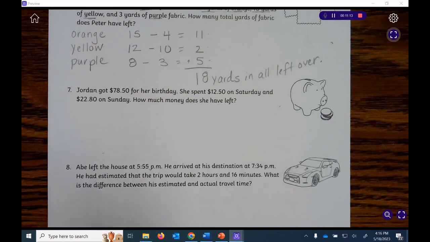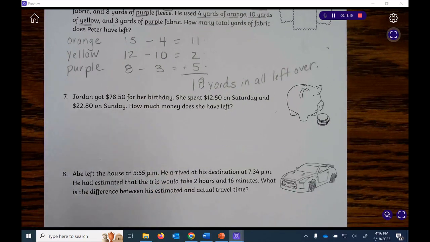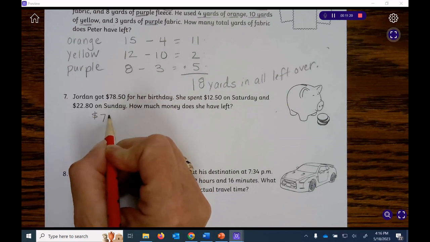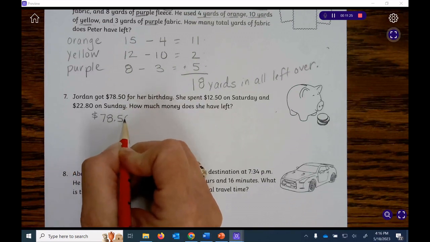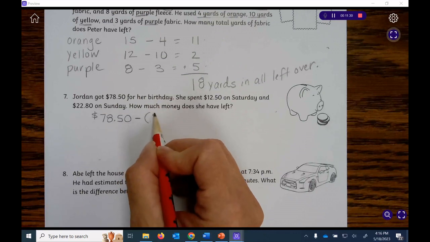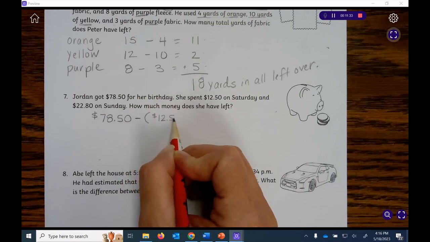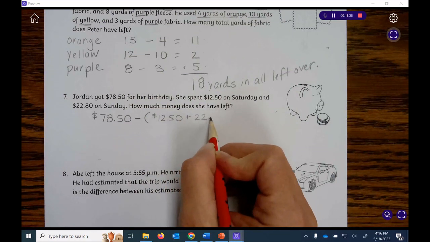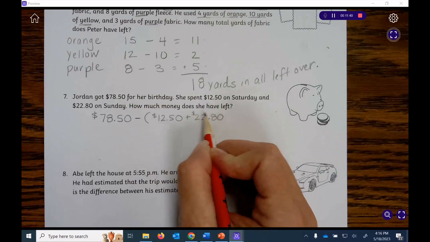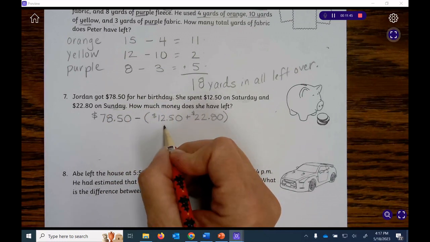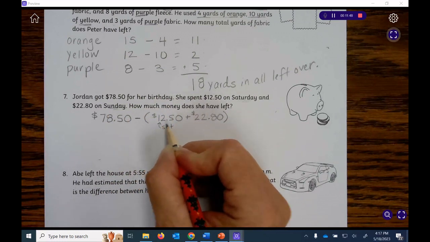All right, so let's solve this problem. I'm going to write down what we're doing. She has $78.50, and we're going to subtract the sum of $12.50 plus $22.80, because she spent some on Saturday and some on Sunday. So this is Saturday and this is Sunday.